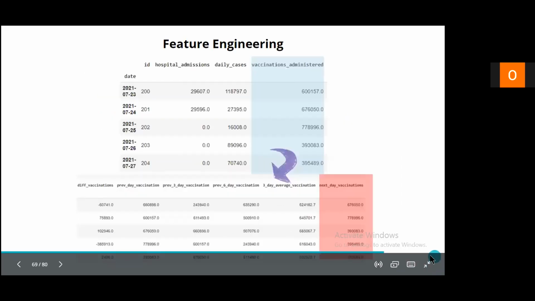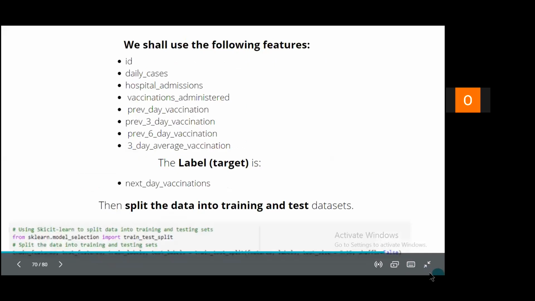From that, we're able to create 6 more features from just that highlighted column, using the code here. These are the previous day data, previous 3 days, and 6 days previous. And now we're also able to create the next day from the data we have. So now we have the features as listed, and the label, the answer, would be the next day.